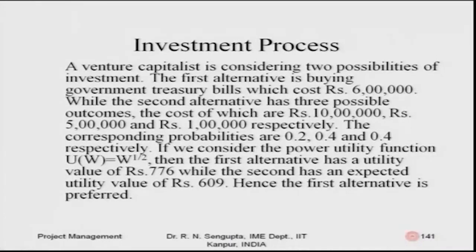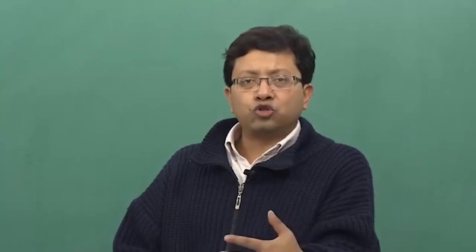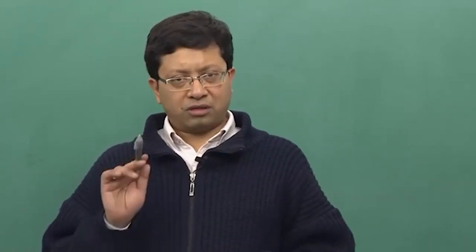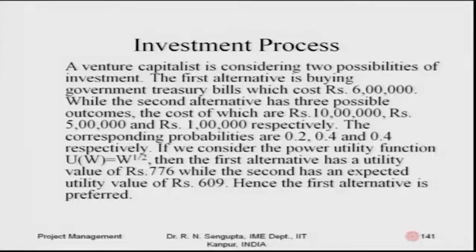Now let us mention a few things. If you change the utility, make it, say for example, w to the power 1/4 or w square or w cube or w to the power 2/3, whatever it is, the corresponding utility functions change, hence the expected value of the utility would also change. Say for example it is w square. In that case, it will be the square of this value multiplied by 1 for the first decision. For the second decision, it will be the sum of three terms. The first is w square multiplied by 20% or 0.2, then 5 lakh, which is the w value for the second outcome in that decision, squared into 40%, and the third one is 1 lakh squared into 40%. So you can find it accordingly and compare them.